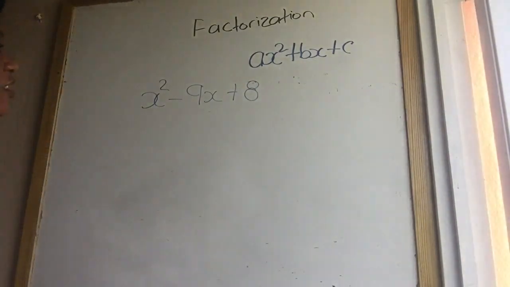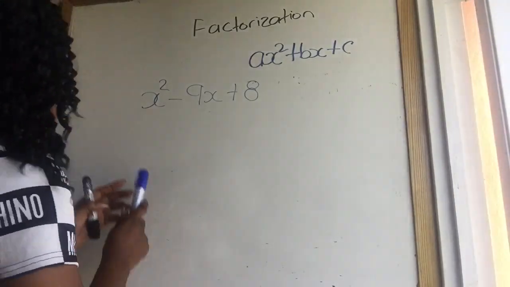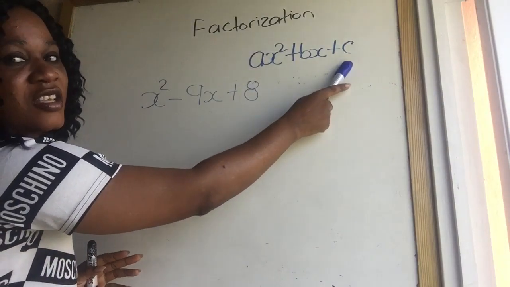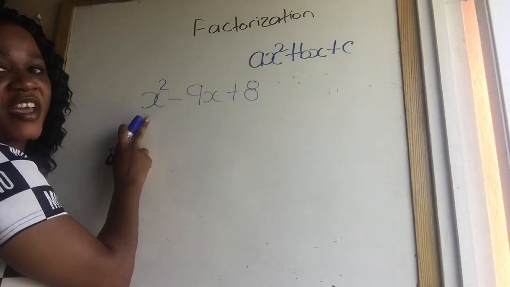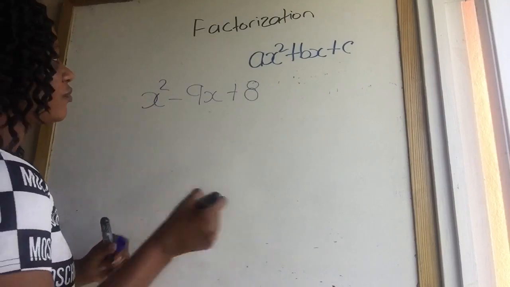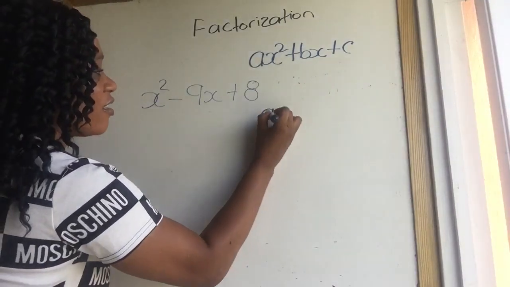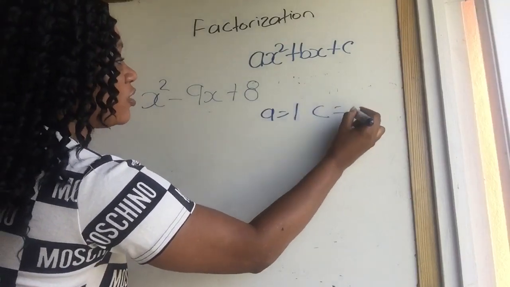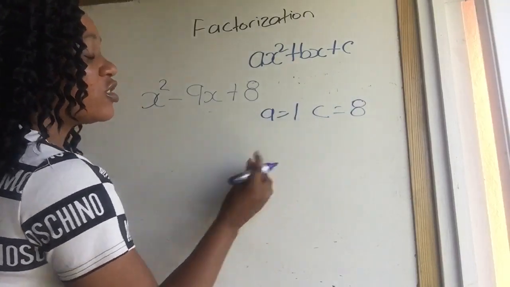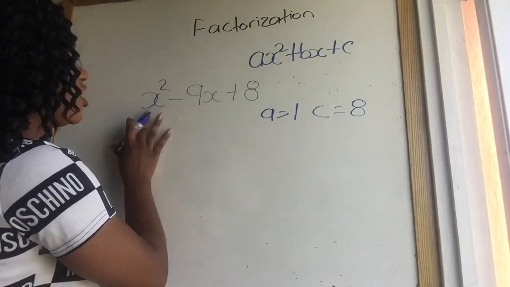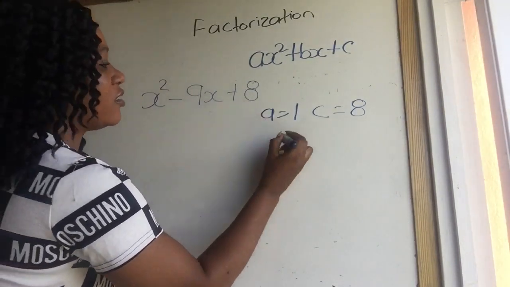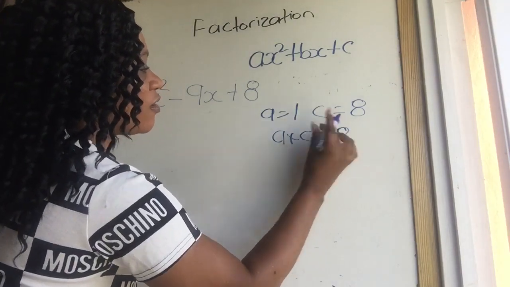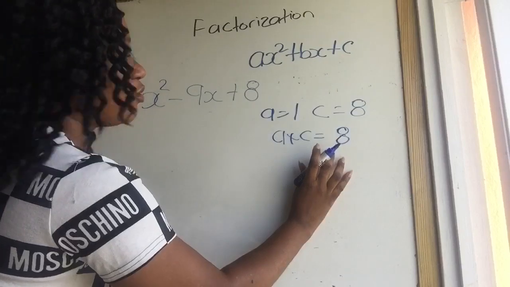Good? Alright. So what I'm going to do is multiply our a and our c. Cool? So we know that the coefficient of x squared is 1. So in this case, my a is equal to 1. And I know that my c is equal to 8. So I'm going to multiply the coefficient of x squared and my constant, which is a multiplied by c, which is 1 times 8, 8. Good?